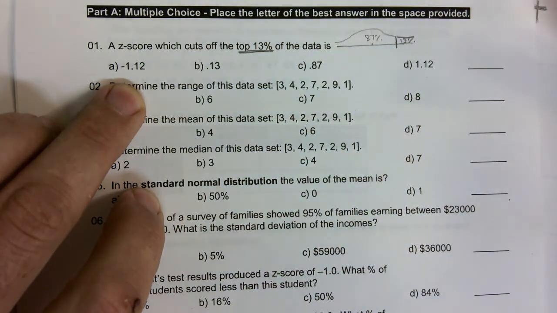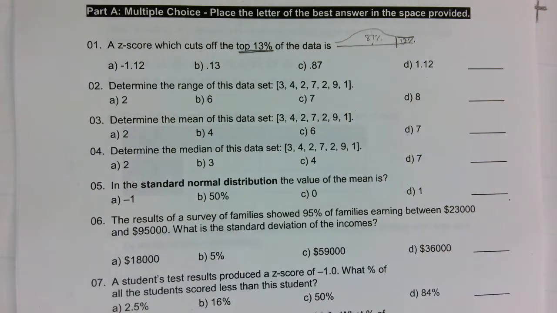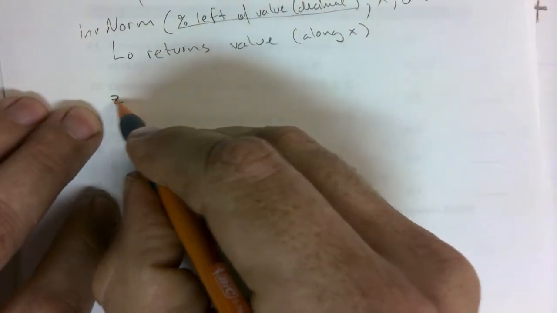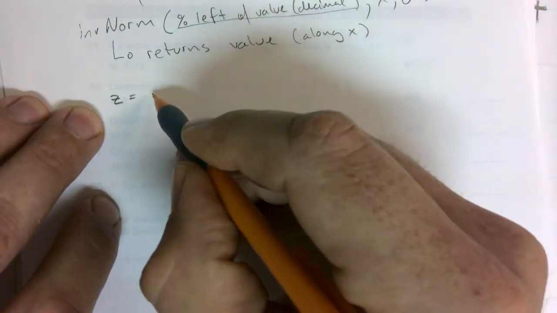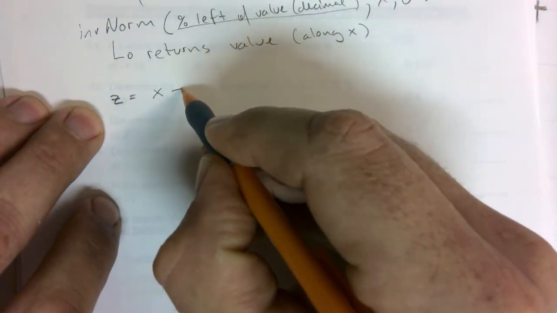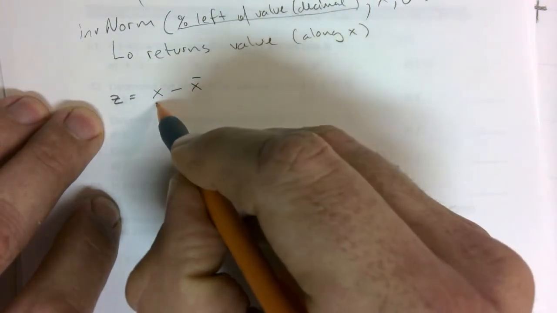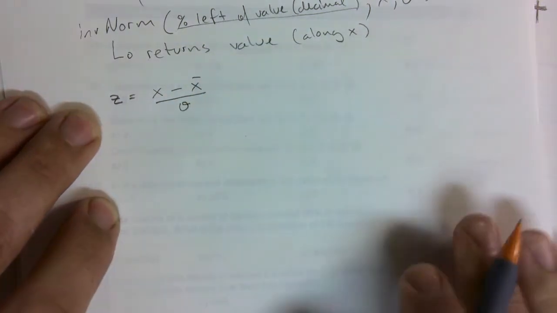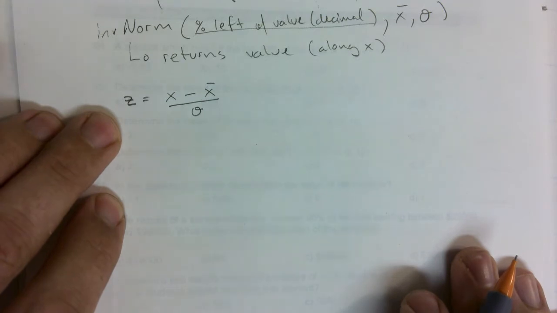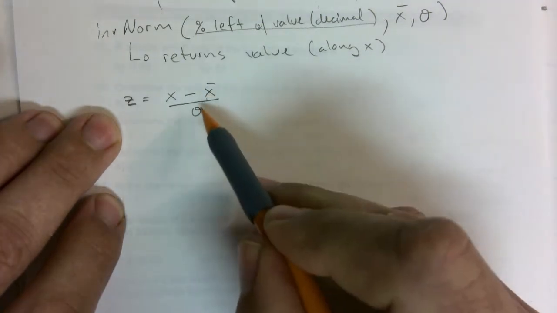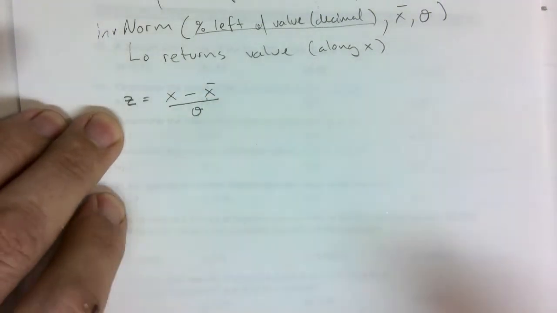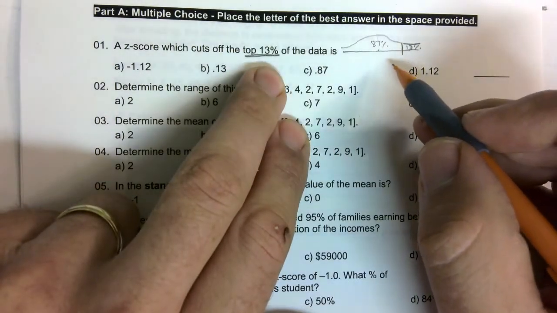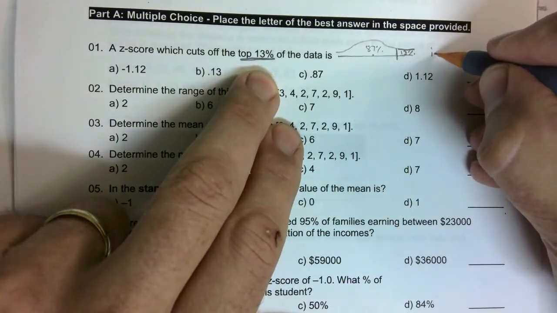And some of you are asking, well, Mr. Dirksen, what about this formula here? Couldn't I just use this one? Z-score is going to be value minus the average, right, over standard deviation, okay? Well, you don't have the average and you don't have the standard deviation, right? So in this case, you need to use inverse norm, okay?